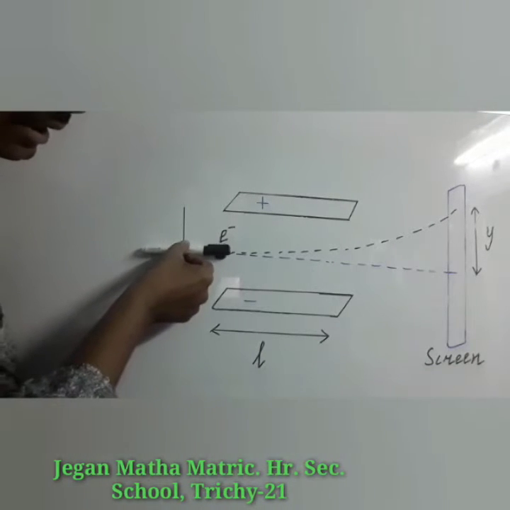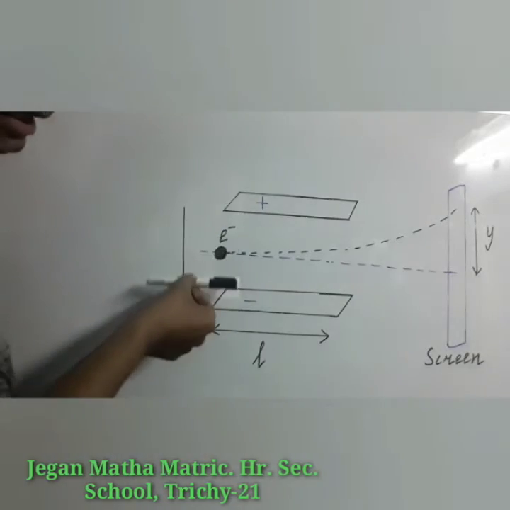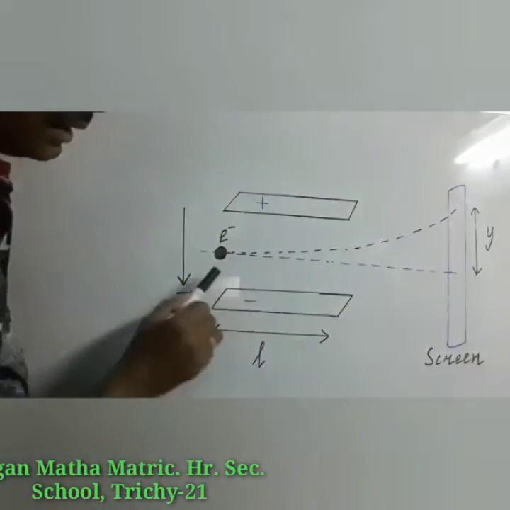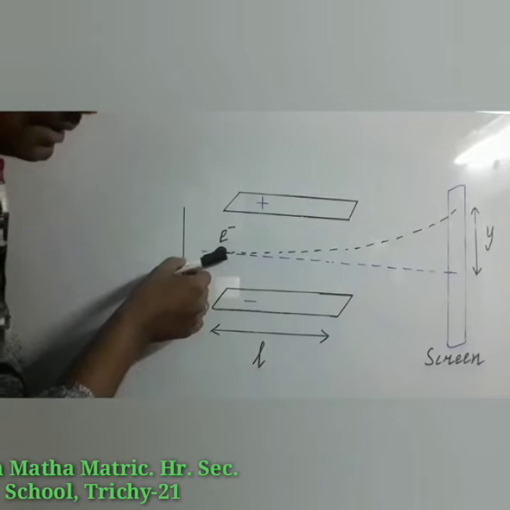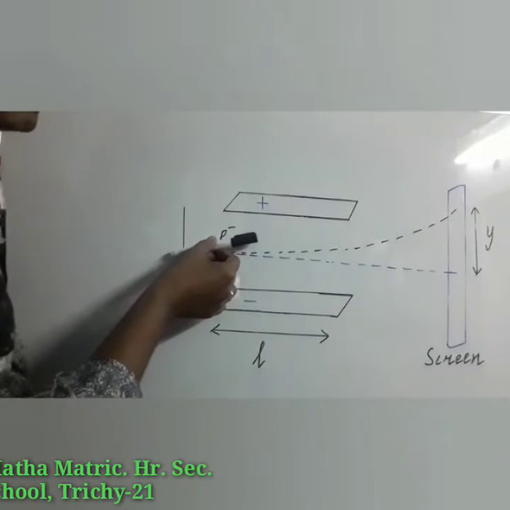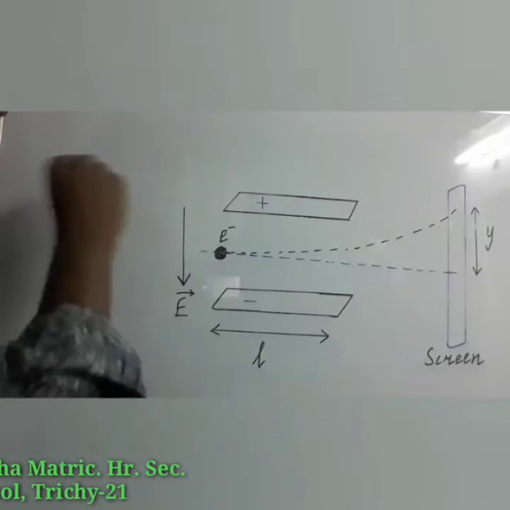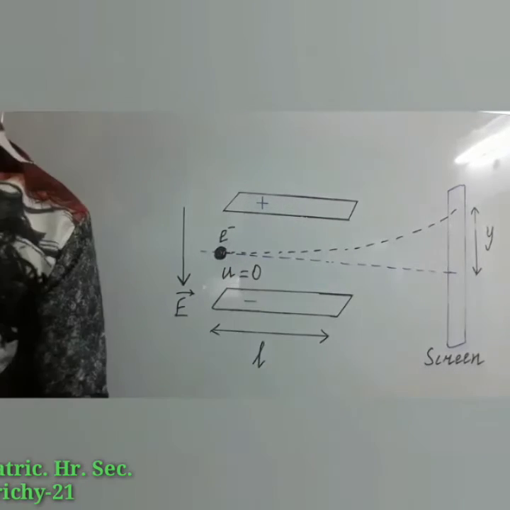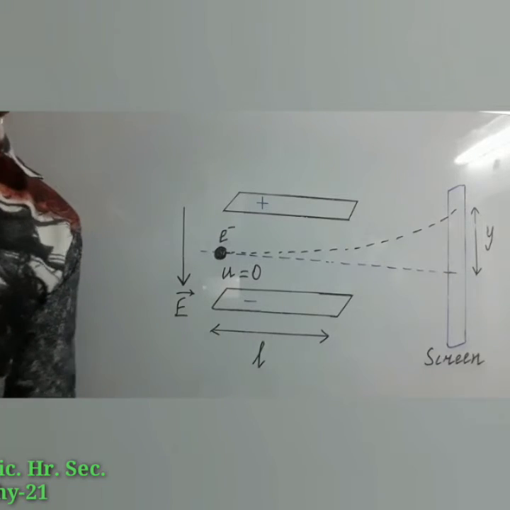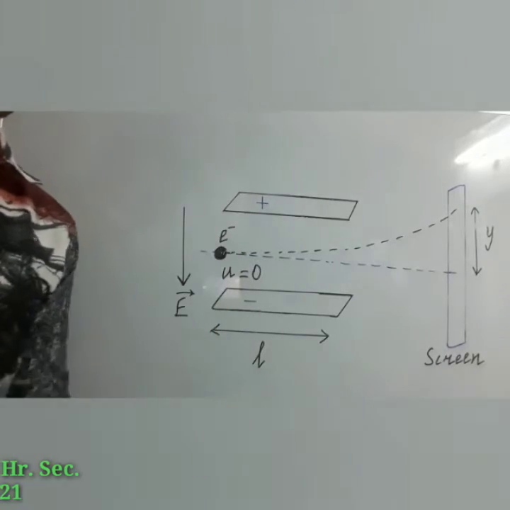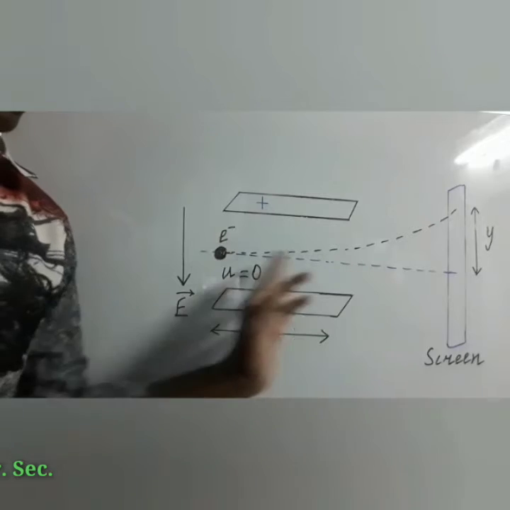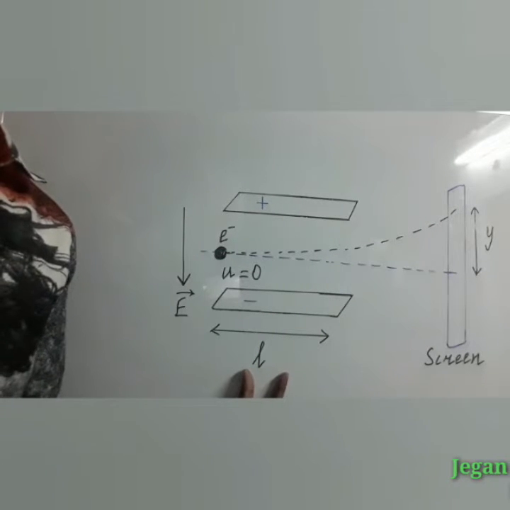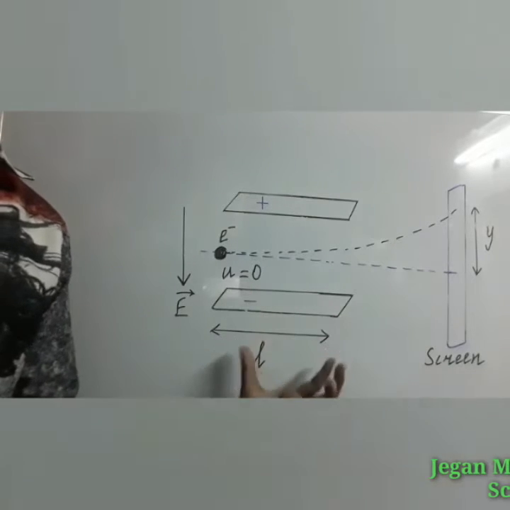Once they enter into the electric field, they start to deviate from their path. Here it starts to deviate. So here the initial velocity u is equal to 0. Let small t be the time taken by the cathode rays to travel in the electric field. Small l is the length of one of the plates.